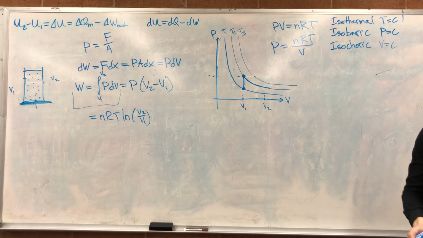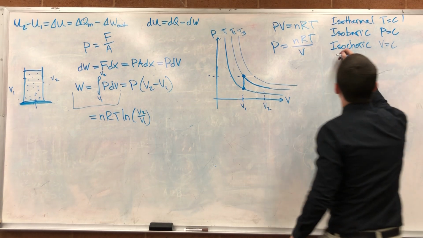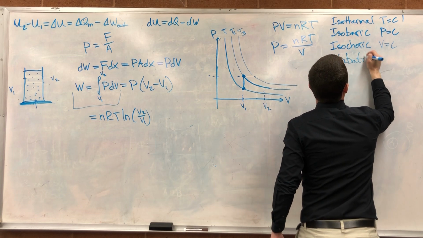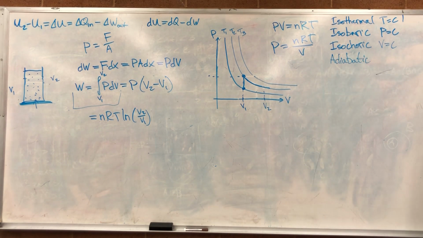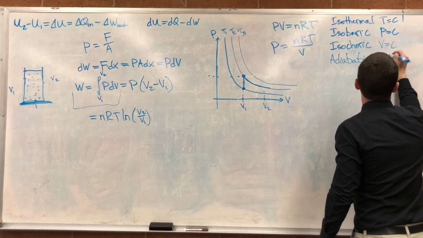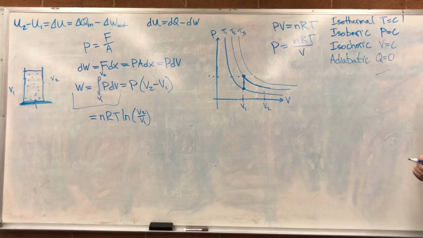And then our last one is adiabatic. Adiabatic means the heat we add to the system is 0. No heat added. But there still could have been work, right? Yep, there still could have been work, just no heat added.